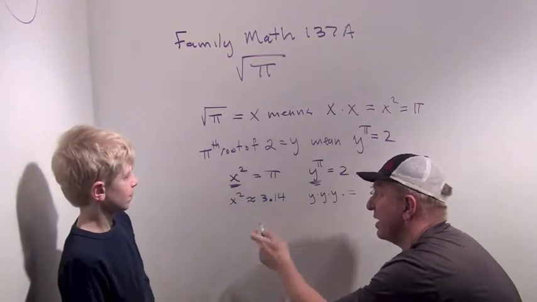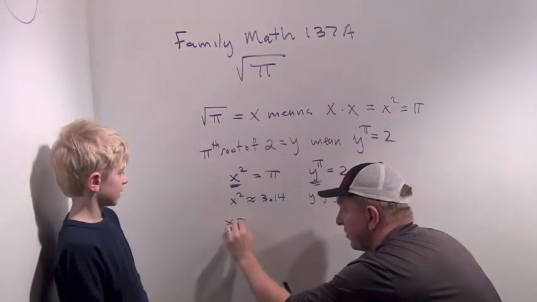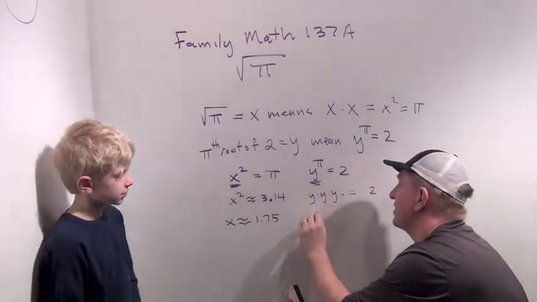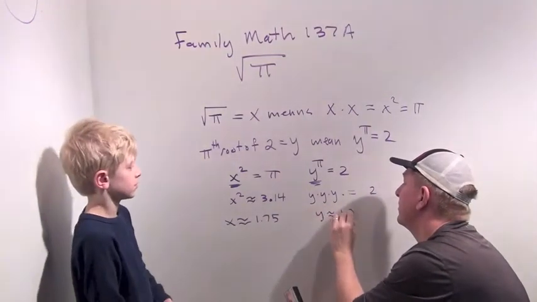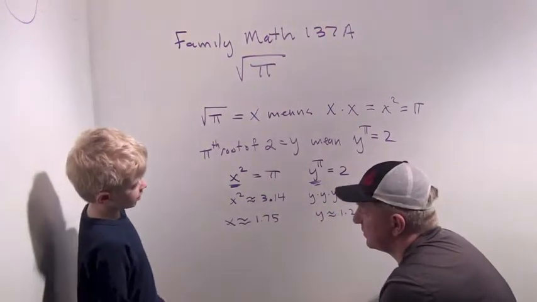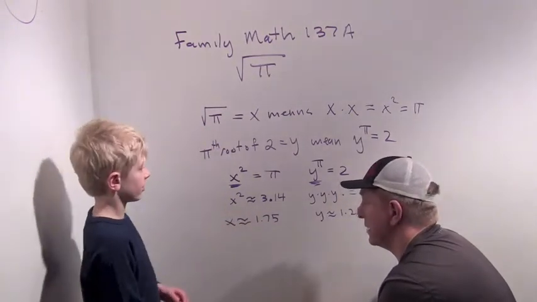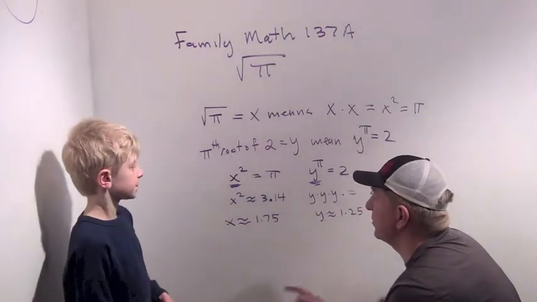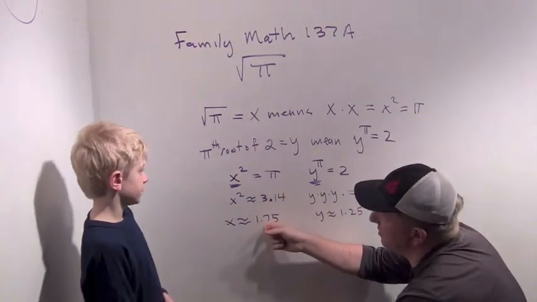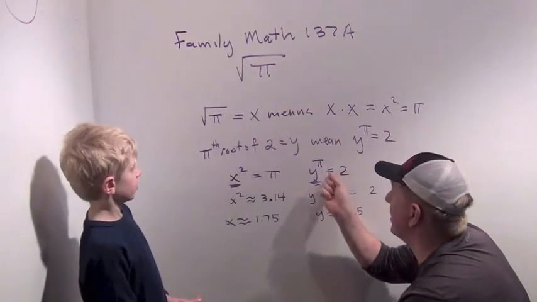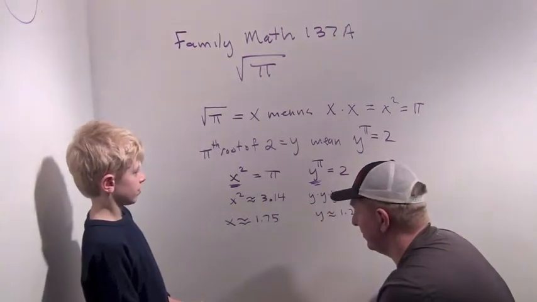It turns out that this is approximately 1.75, and this is approximately 1.25. So this is 0.5 bigger. So the square root of pi, which is close to 1.75, is bigger than the pi root of 2, which is about 1.25.